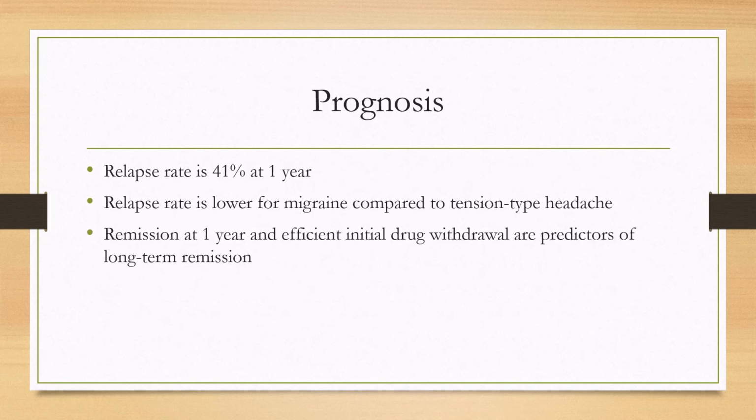For prognosis, the relapse rate is 41% at 1 year. However, the relapse rate seems to be lower for people with primarily a migraine compared to a tension type headache in the beginning. Remission at 1 year and efficient initial drug withdrawal are predictors of long-term remission.